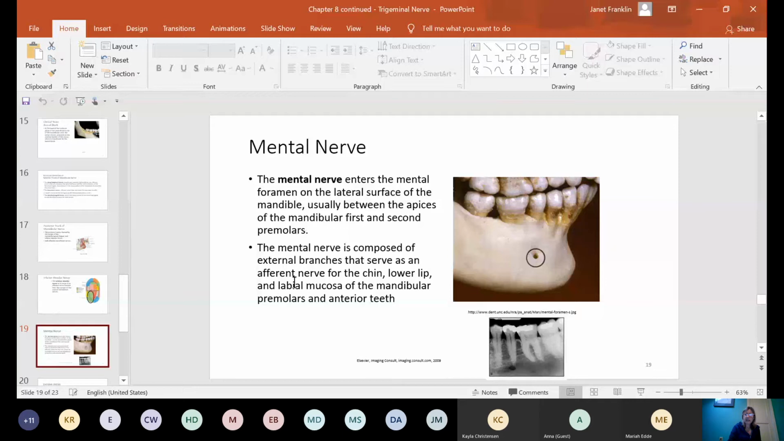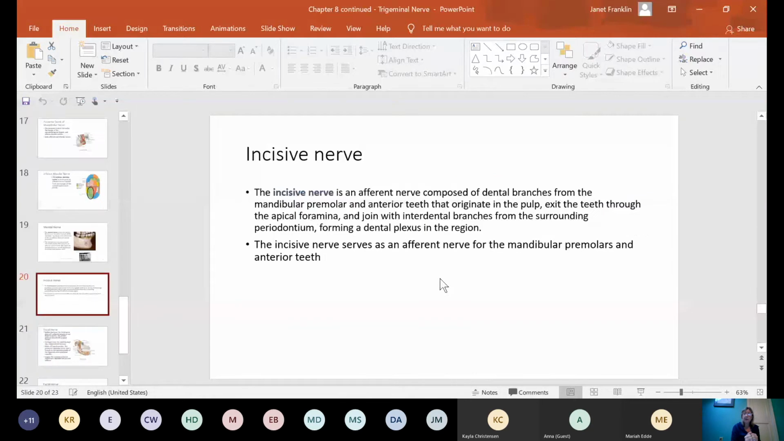So if you are going to do scaling and root cleaning and you want to get the patient numb, let's say they're missing all their molars, and you're just going to be scaling and root planing the premolars and anterior teeth, you would do a mental incisive because you want the teeth to be numb and the tissue surrounding the teeth.